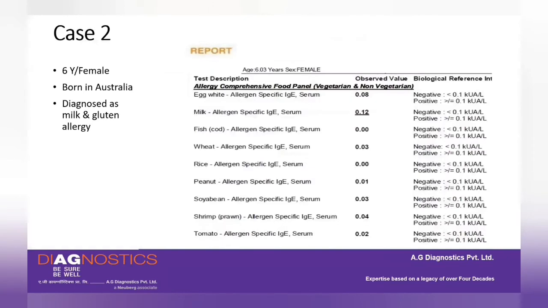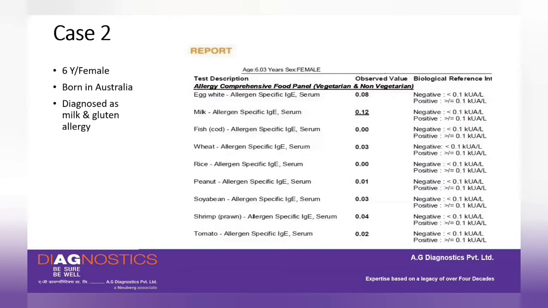This is another case which is interesting. This child came to us when the child was 6 years old, but the child was born in Australia, and the child had been diagnosed at 6 months itself with milk and gluten allergy. So just like case 1 which I showed you, where that particular patient had come to our lab when the child was 6 months, here the child was already diagnosed in Australia at the age of 6 months, and immediately after that all her milk as well as gluten containing foods was removed from her diet.